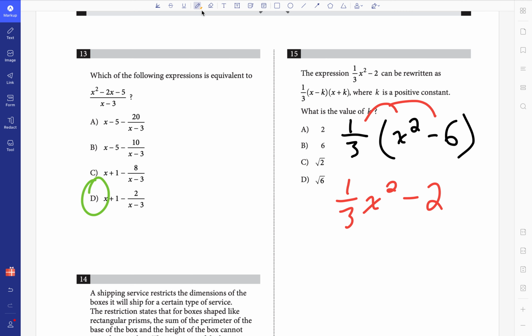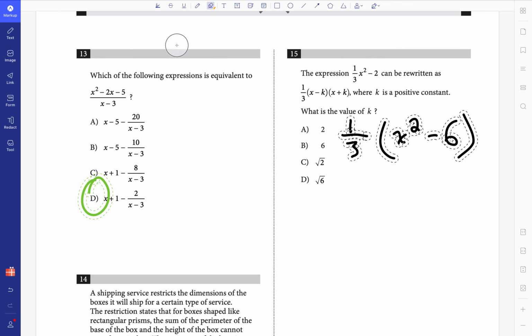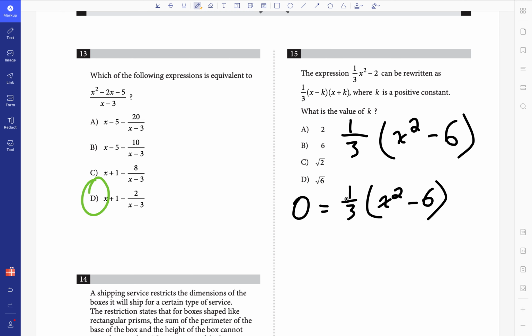Okay, so now that we factored out the 1/3, we want to find the value of k, and k is just going to be our root. So I want to write that 0 equals 1/3 of x squared minus 6. Now this 1/3 is irrelevant because we can multiply by 3 on both sides, and 3 times 1/3 doesn't do anything. So our k value is going to be here.